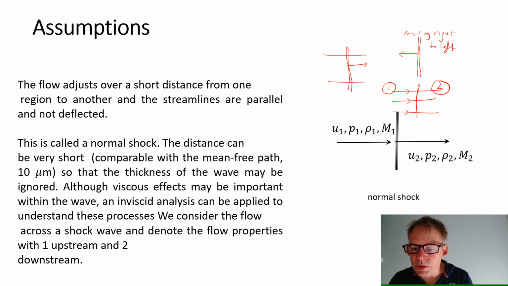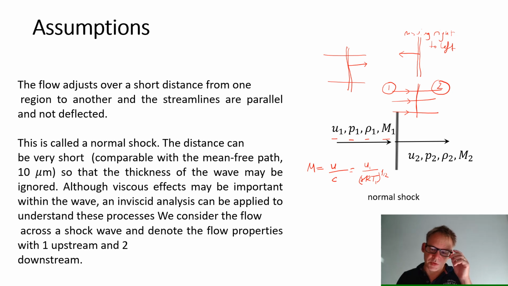Associated with region 1, we're going to have a velocity U1, pressure P1, density ρ1, and a Mach number M1. Just recap from our definitions of Mach number. Mach number is local speed divided by speed of sound. And so in this particular case, that's U1 over (γRT1) to the half.